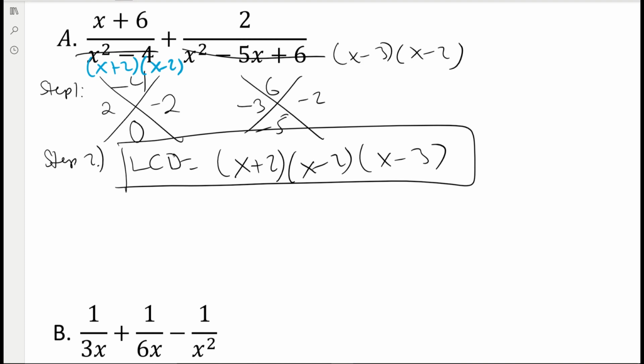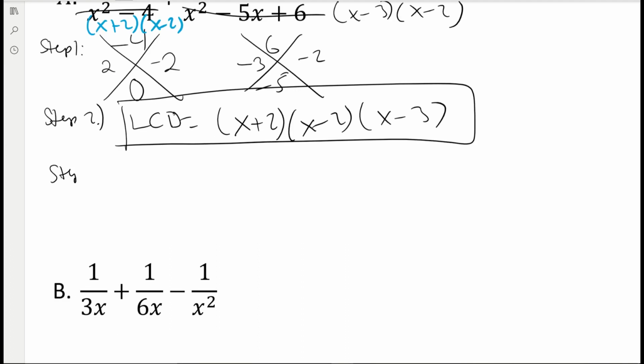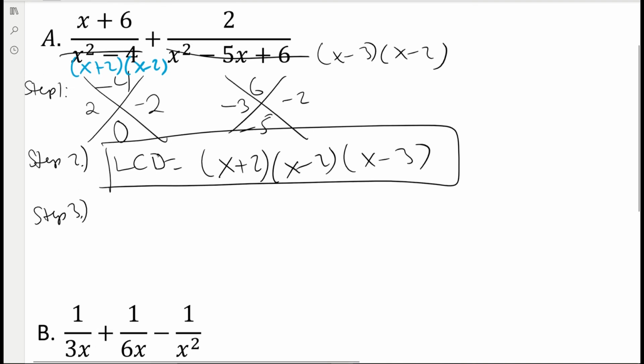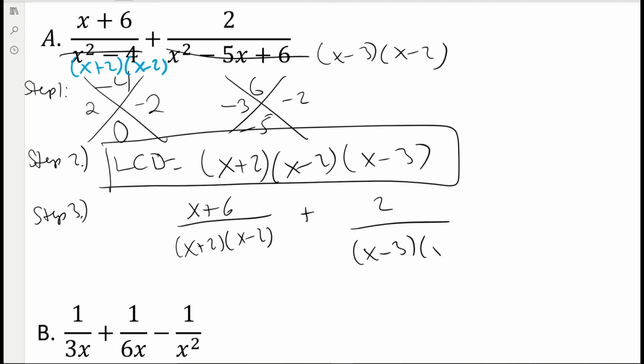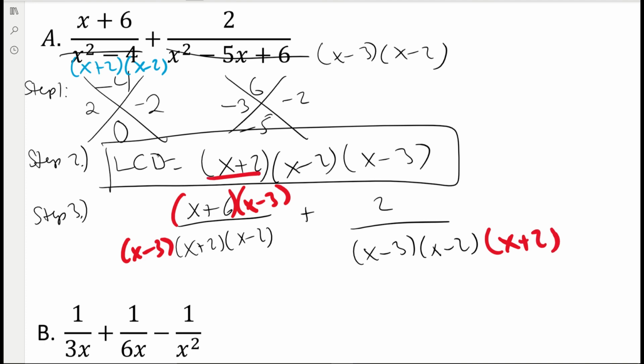So now, step 3, we're going to basically convert each of these so that they have the same denominator, the least common denominator. So if you look at the first fraction, it is missing an x minus 3 right there. So we're going to have to give it an x minus 3, do the same thing on the top. Now the second fraction is missing an x plus 2 there. So we're going to have to give it an x plus 2. Do the same thing on the top though.